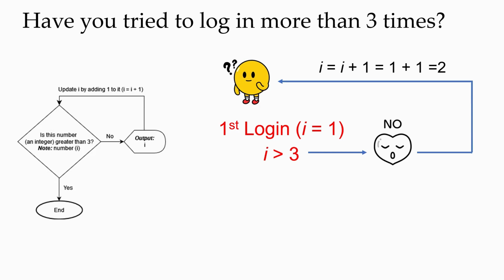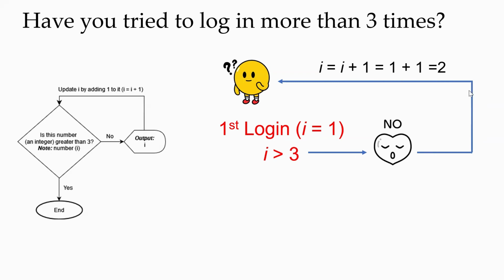And actually this is a typical example of looping happening there. Now if you can see here, for example, during the first login, I will initialize I. I actually reflects the number of attempts, the number of times that you have tried to log in. So of course, for the first login, I is equal to 1. And as you can see here in the decision, the diamond shape, we want to check whether I is greater than 3. Of course, when I is equal to 1, I is not greater than 3. So the question is whether I is greater than 3. The answer is no.